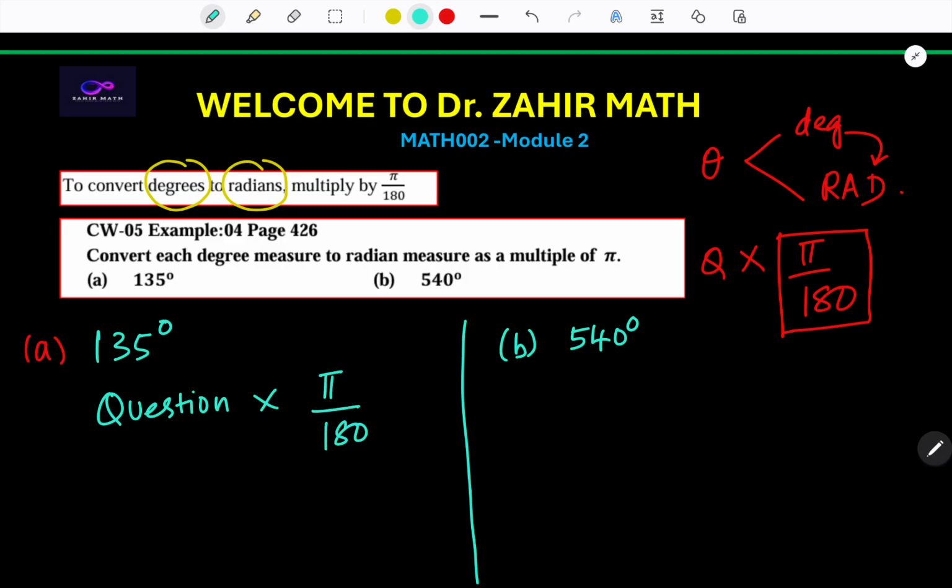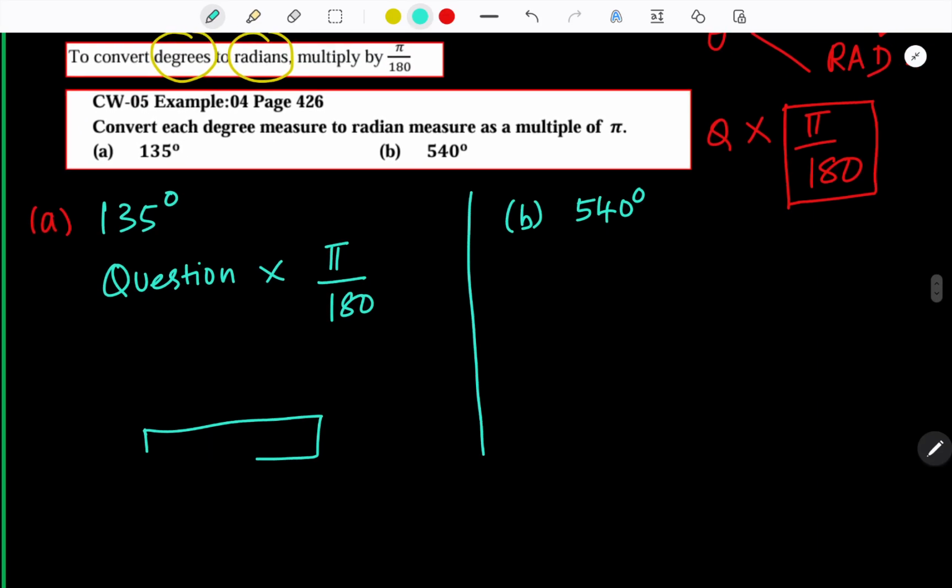Teacher, how should I remember this? I'm confused about this one. Keep remembering, your 180 must cancel. Pi should come in the final answer. In the final answer, pi should come. Keep it in your mind. So the question is 135 multiplied by pi by 180.